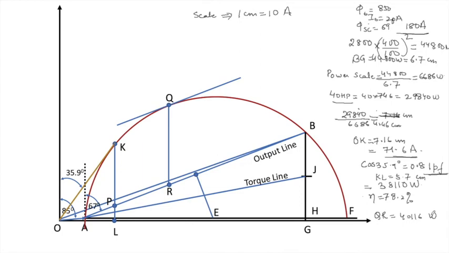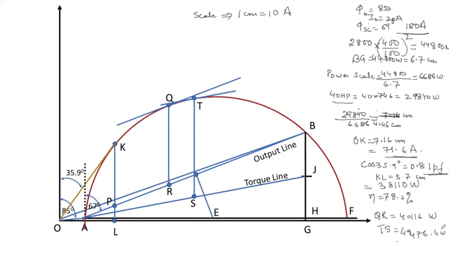Next we'll find the maximum torque output. For the maximum torque output, we'll take a line parallel to the torque line and draw a tangent on the circle diagram. This is the tangent drawn parallel to the torque line, and we get a point T. So TS is the maximum torque output on the power scale. This maximum torque output, TS, is equal to 49476.4 watts. But this is in watts, so we'll convert it later into Newton meter.